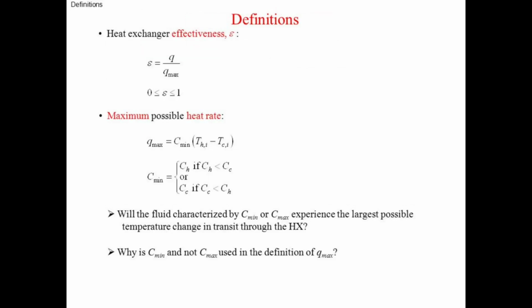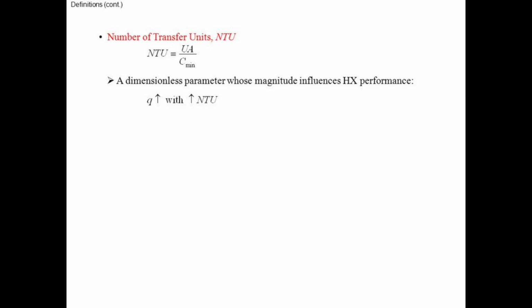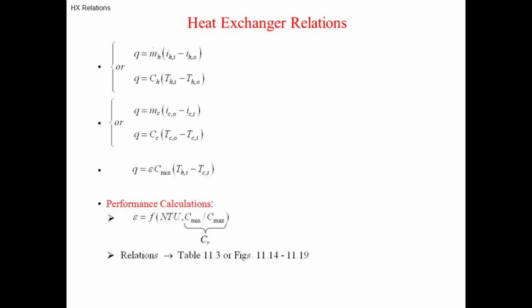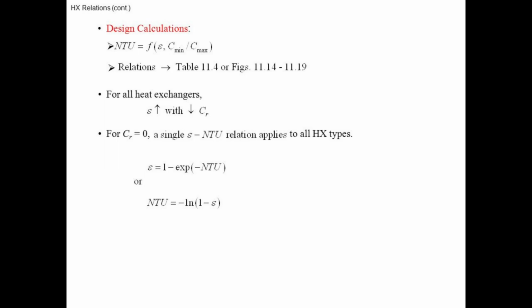The heat exchanger effectiveness is given by a formula, and the maximum possible heat rate is C minimum into (T1 minus T2), the hot fluid minus the cold fluid inlet temperatures. The formula for NTU is equal to UA by C minimum. It is a heat exchanger relations formula. These formulas can be taken from the HMT data book.